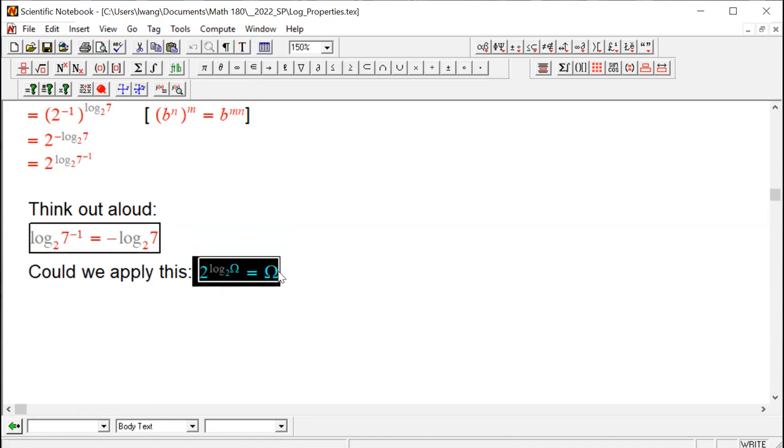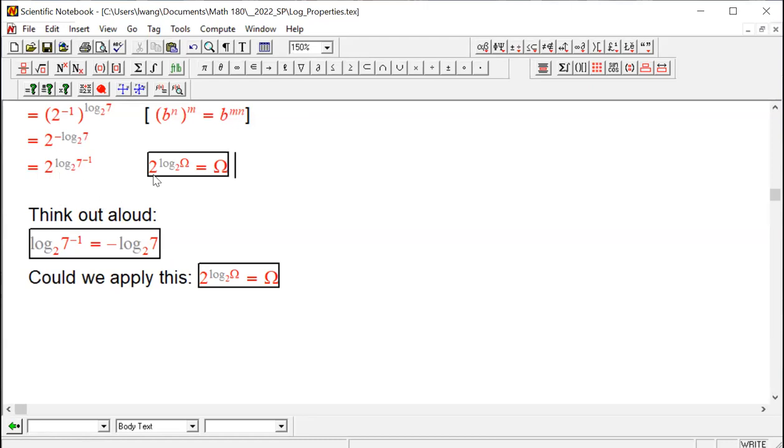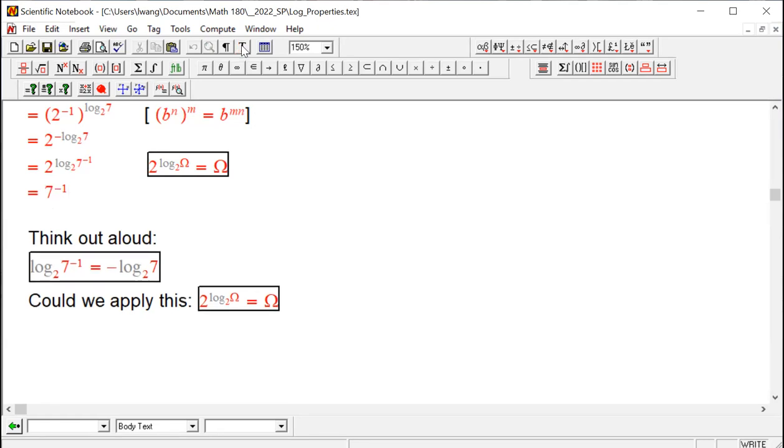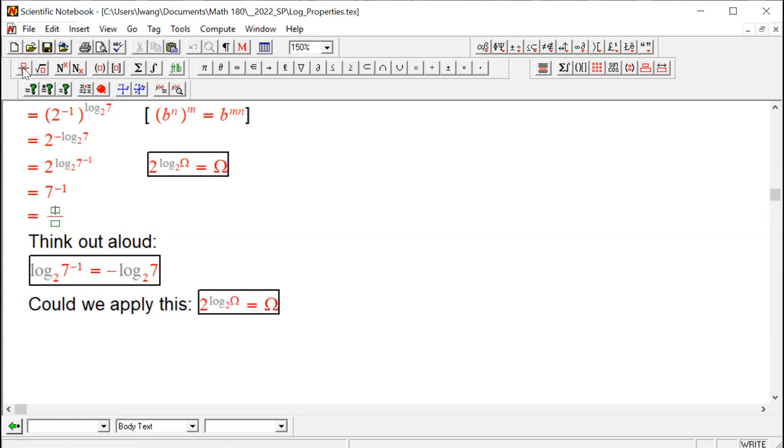Can we apply this property now? Yes, we can. Okay, log base 2, omega is 7 to the power of -1. And therefore, the answer is just 7 to the power of -1. And that, of course, equals 1/7. That's it.